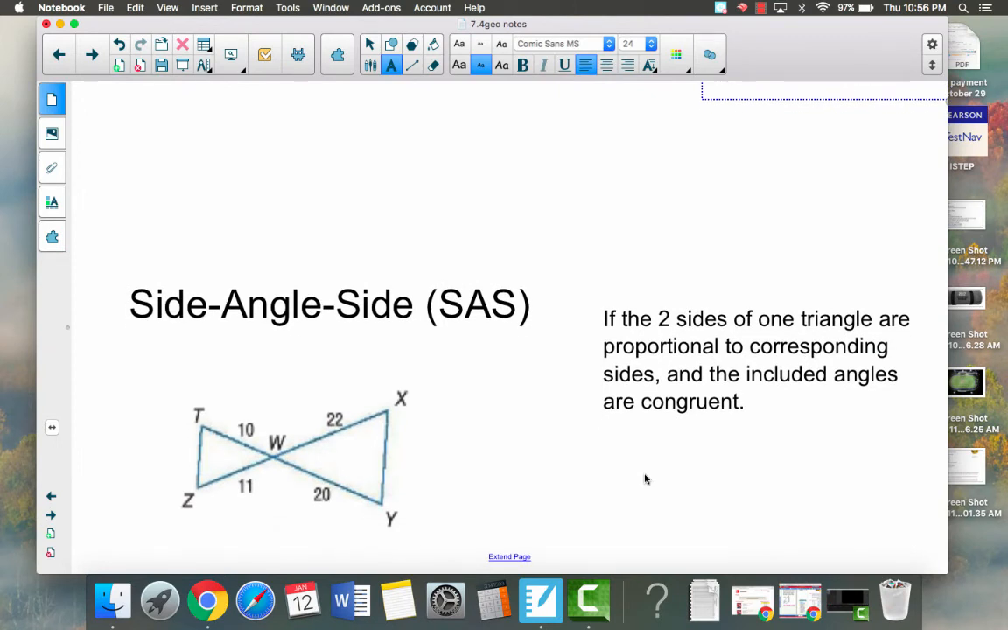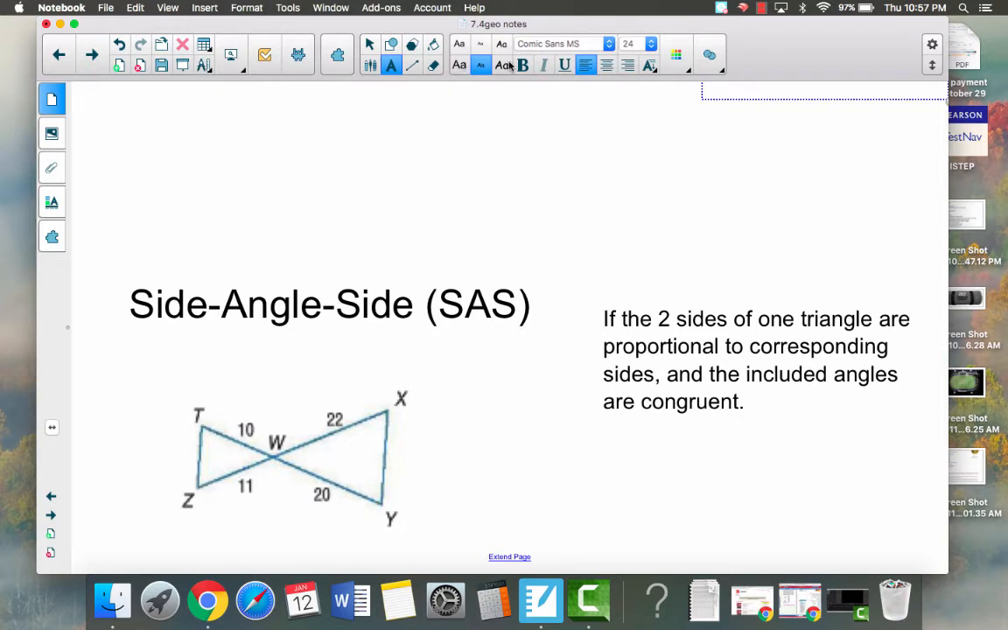Last one we're going to talk about is the side angle side theorem. So this is if you are wanting to show that two triangles are similar with sides and angles. This kind of combines a mixture of the first rule and the second rule. So here we want to be looking for two sides that are proportional, and I have this description here, as well as the included angle being congruent.